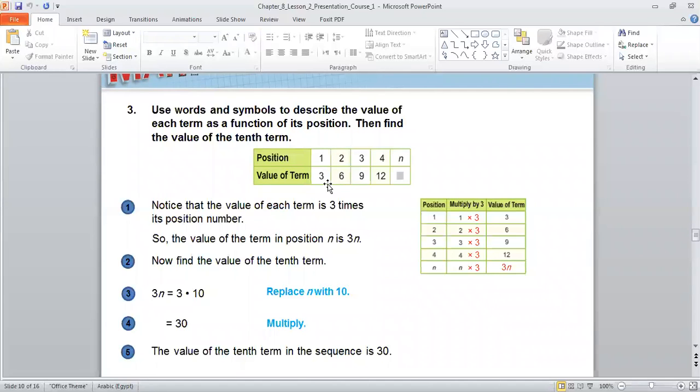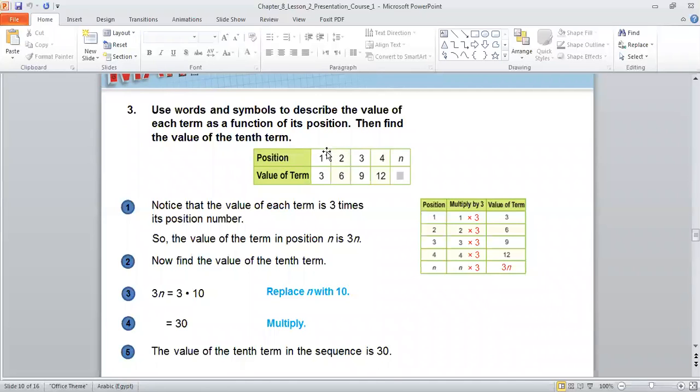If you have 1, it becomes 3. Maybe I add 2, maybe I multiply by 3. We need to check the next one. From 2 it becomes 6. I add 4, or I multiply by 3. So the same here, I multiply by 3.